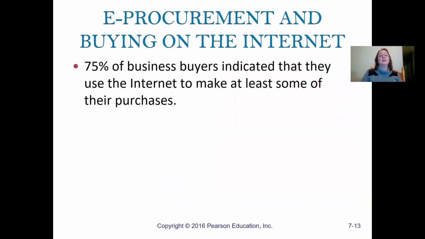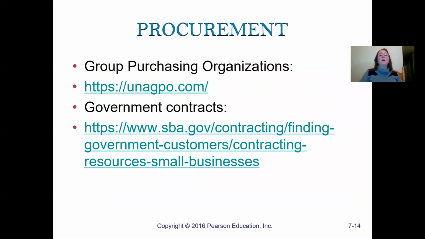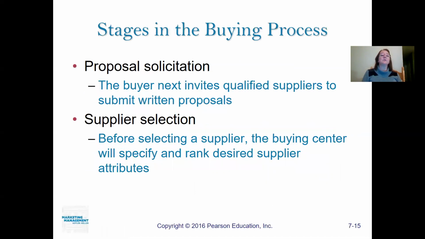75% of business buyers indicated that they use the internet to make at least some of their purchases now. If you get a chance, click through on the slides that I put online. This is a group purchasing organization, so you could look a little bit into what that looks like. And then this is a sample government contract, and this one specifically is contracting resources to small businesses. And you can get a feel for what those procurements could be like.